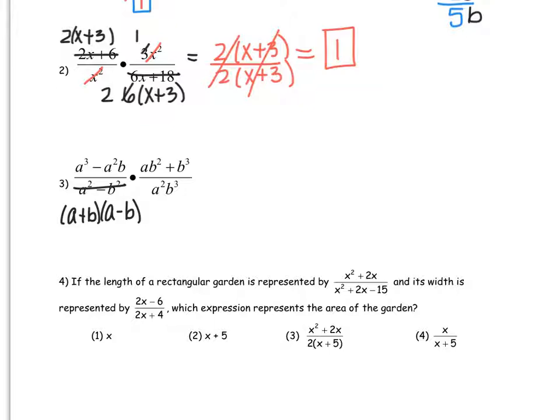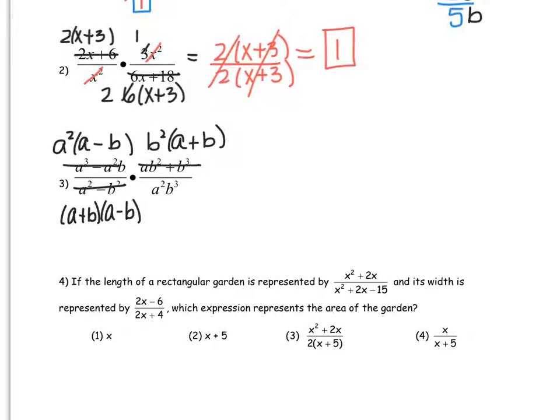Now if you look at this numerator here, it looks as though I can only factor out an a, or an a squared rather. So a squared, and I'm left with a minus b. Now here I can factor out a b squared, and I'm left with a plus b.